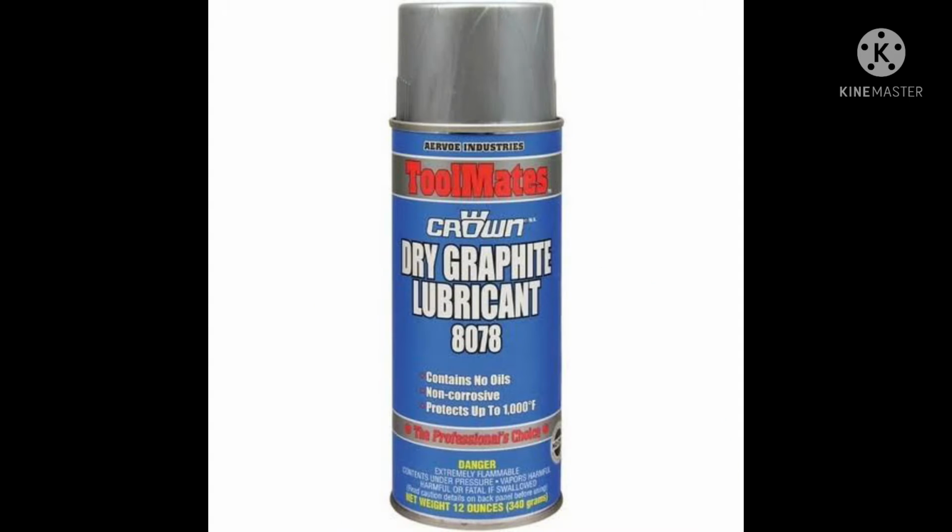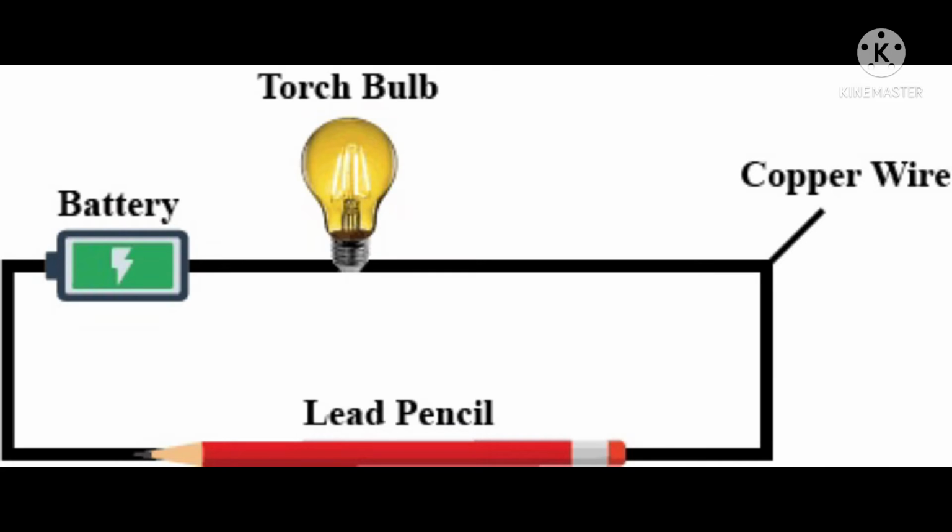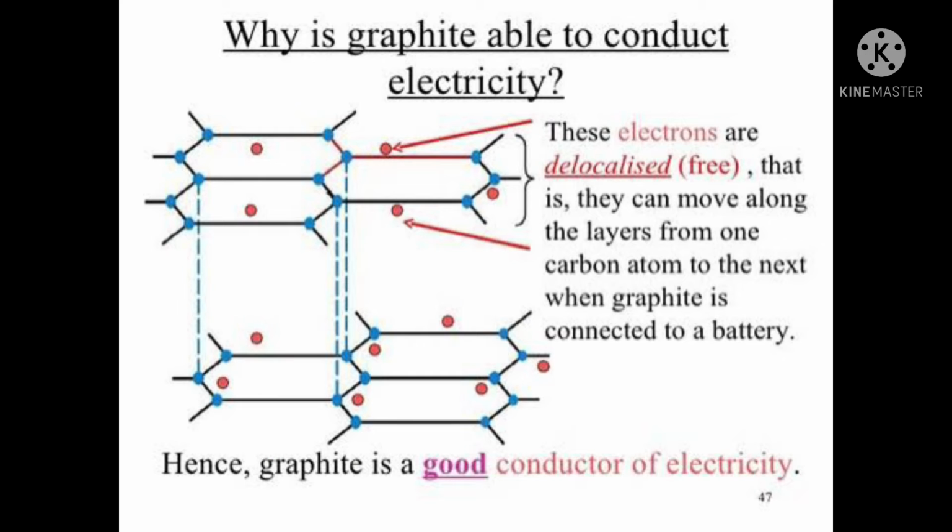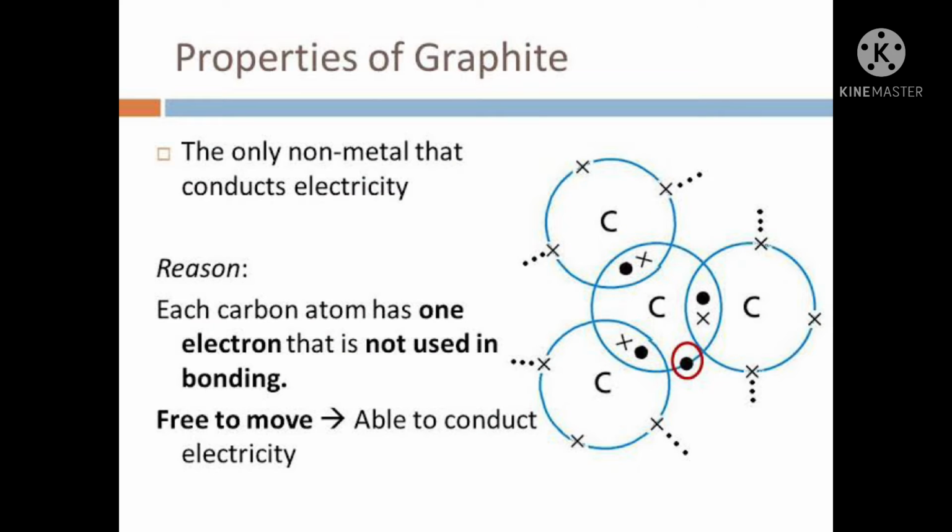Due to this layered structure, graphite is a soft substance. It is the softness of graphite which makes it useful as a dry lubricant for machining tools. Graphite is also a good conductor of electricity. In the graphite crystal, each carbon atom is joined to three other carbon atoms, and the fourth valence electron of each carbon atom is free to move. Due to the presence of these free electrons, graphite conducts electricity. Just like diamond, graphite also has a very high melting point. So that's the idea about graphite.